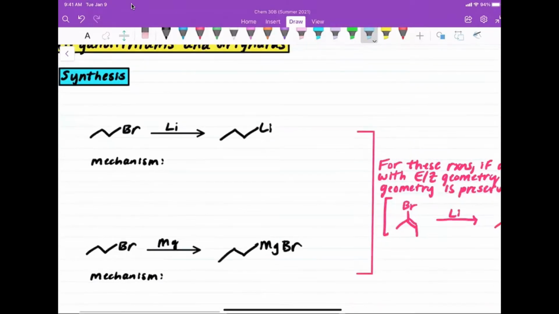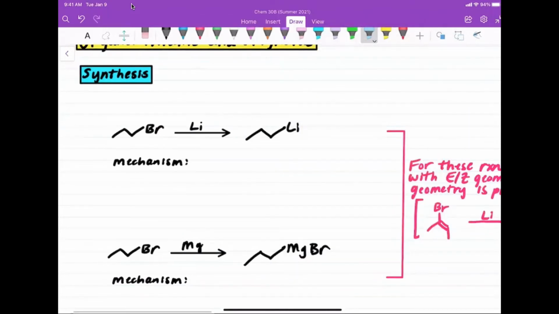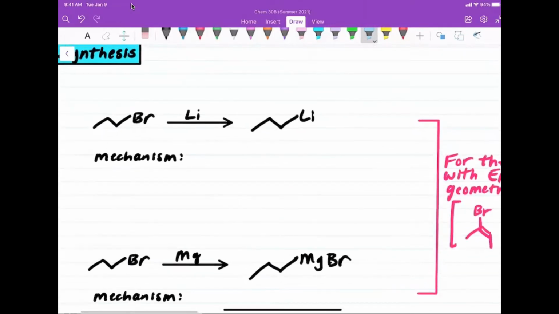Okay, so with the organolithium, what we're doing is we take the halogen, and we are going to exchange it. We're basically going to exchange it with the lithium. So here, we're just swapping out the halogen for the lithium.